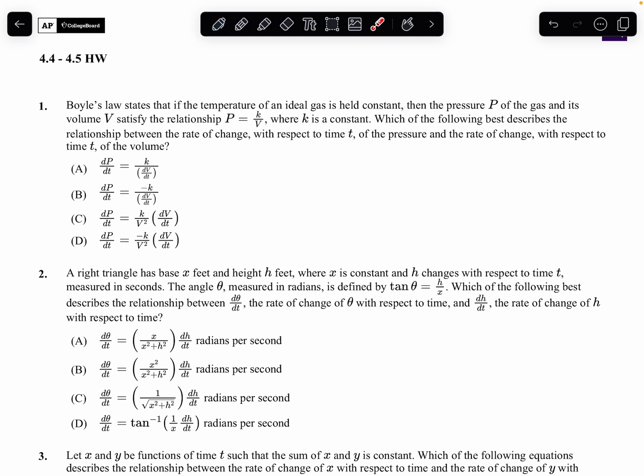So this first one, we're talking about Boyle's law. Boyle's law states that if the temperature of an ideal gas is held constant, then the pressure P of the gas and its volume V satisfy the relationship such that P is equal to K over V, where K is constant. Which of the following best describes the relationship between the rate of change with respect to time of the pressure and the rate of change with respect to time of volume? So you can see all these right here. We have the change of the pressure with respect to time, and on the right side we have the change of volume with respect to time, but which of these is correct?